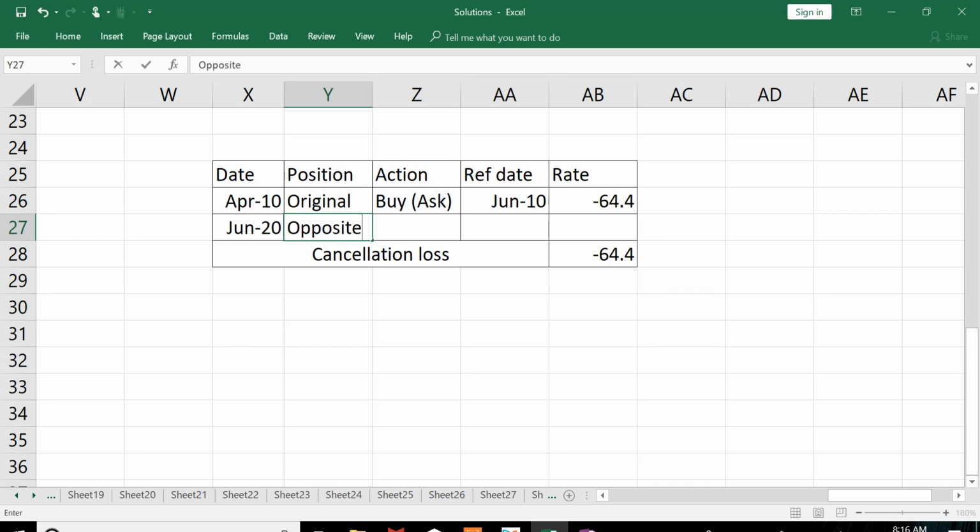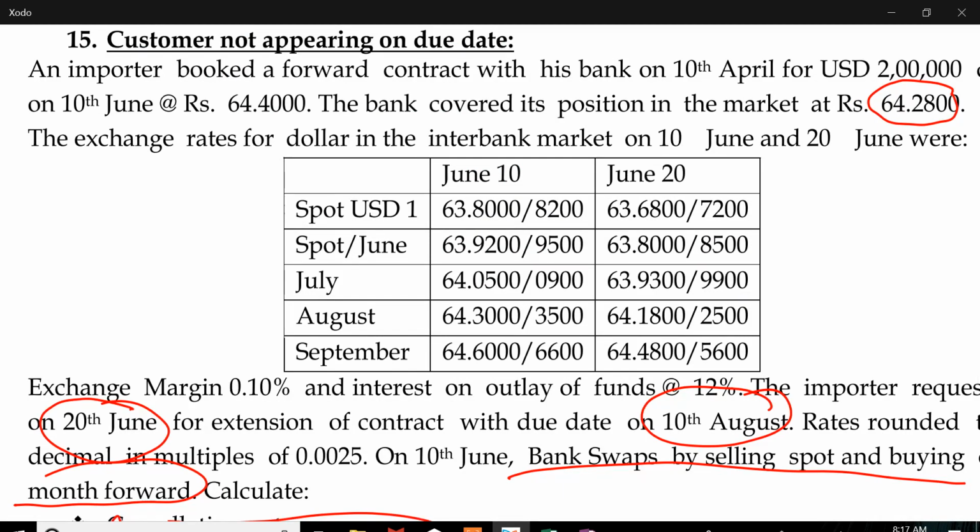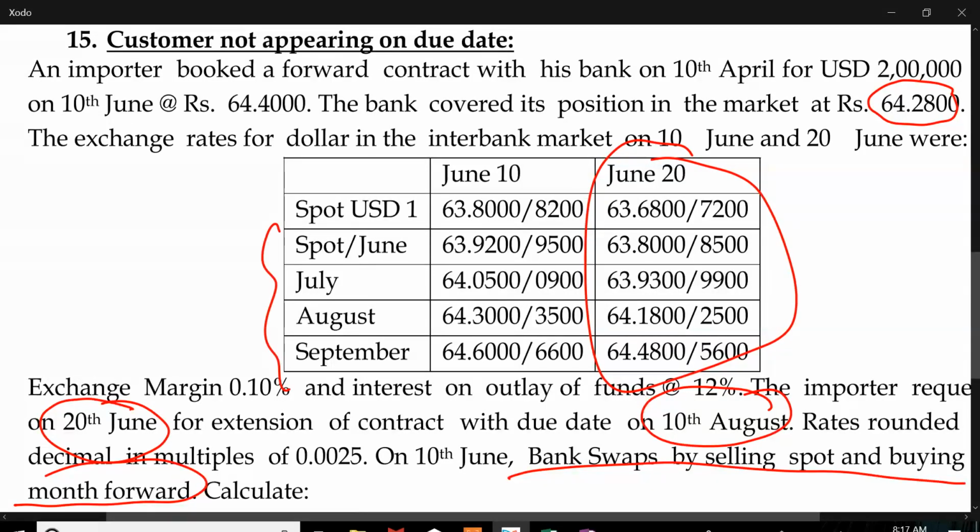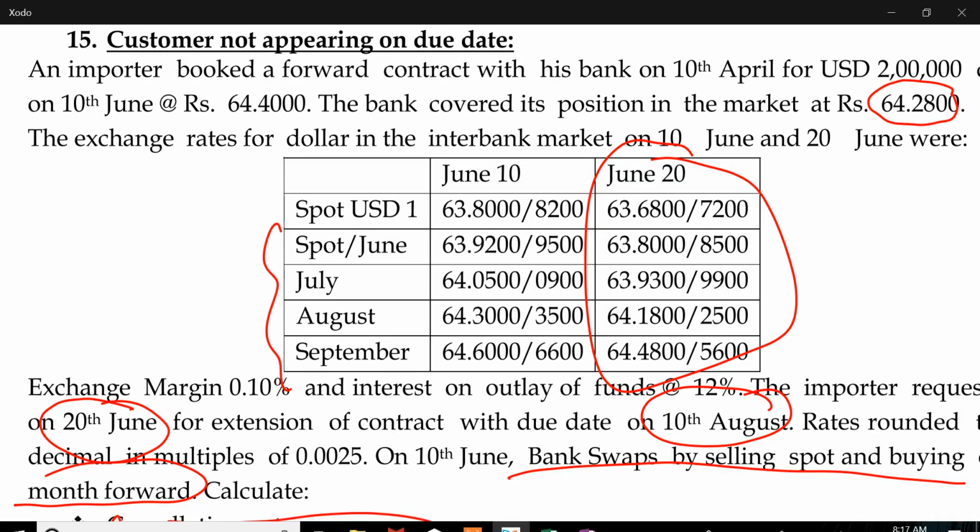Opposite. Sell, in bracket bid. And now the departure from the rule. I am going to write here June 20. I normally don't do this. I ensure that I write the same date. But on June 20, I cannot be asking you June 10's rate. On June 20, what is the bid rate for June 20? Read it and let me know. 60. I'll explain what are this in some time. Let's focus only on the spot rate. There is some issue with the question. I'll explain in some time. Let's not worry about spot June, July, August. Spot USD one. Just look at the first row.